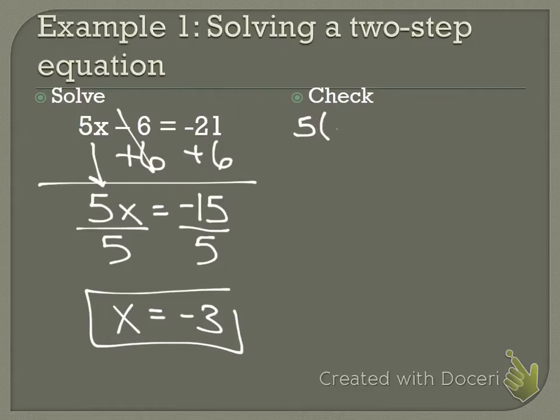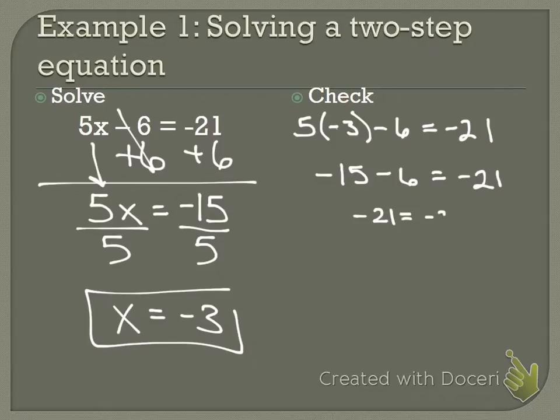5 times negative 3 minus 6 equals negative 21. What's 5 times negative 3? Order of operations. Negative 15 minus 6 equals negative 21. Use your calculators. And yes, negative 21 equals negative 21. It checks out. So on your homework and classwork, I'm looking for two boxed answers. One is the solution. The other one is the checked answer. All right, and that's how we're going to solve a two-step equation.